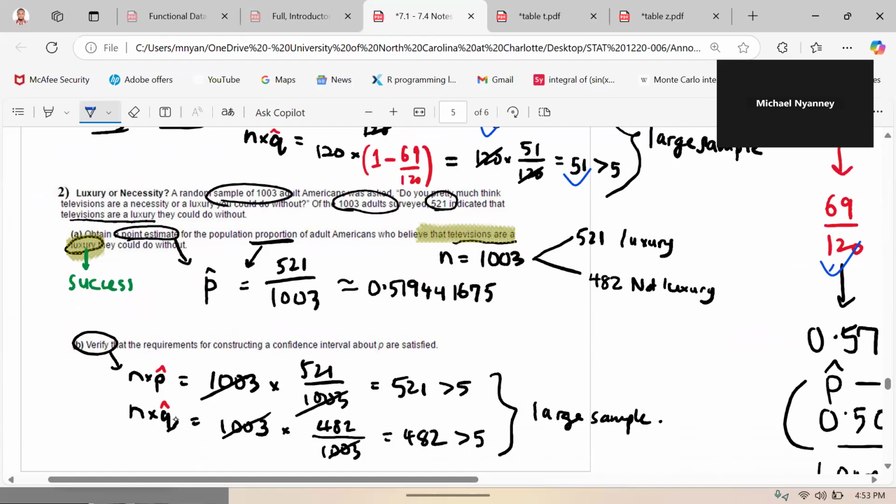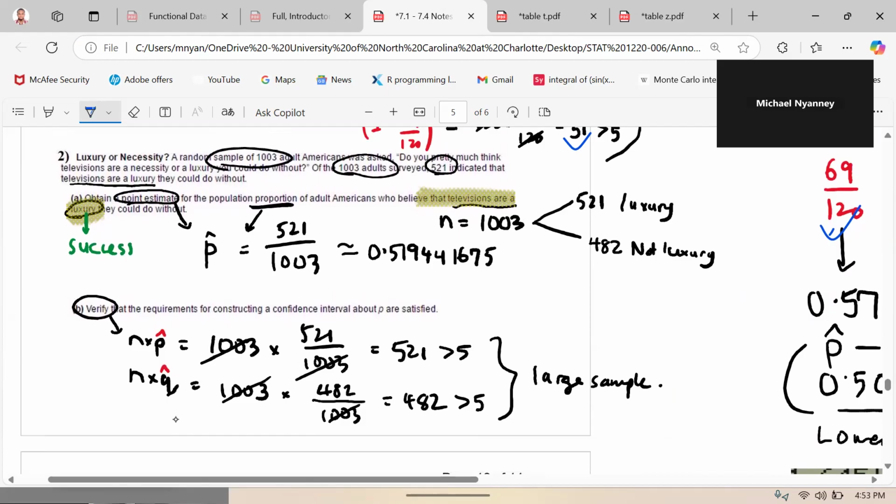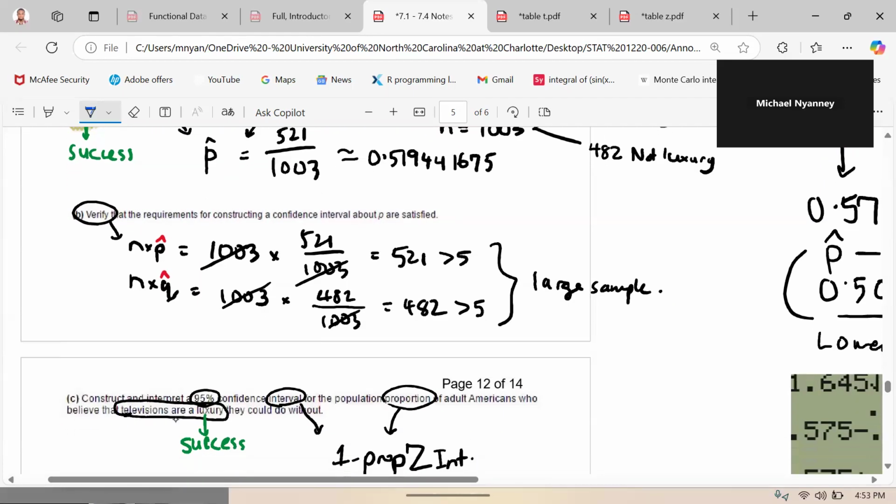So 521 indicated that's television. So luxury is 521. Then necessity will be the 1003 minus 521. That will be necessity. Okay. So if you have to do that, you have to obtain a point estimate. Point estimate is what will represent the population proportion. Okay. So that is p hat. That is 521 over 1003. But this is the point estimate for luxury. But you can also get the point estimate for necessity, and that will be 1003 minus 521 all over 1003. Right, good. Or you subtract this from 1 and get the opposite.